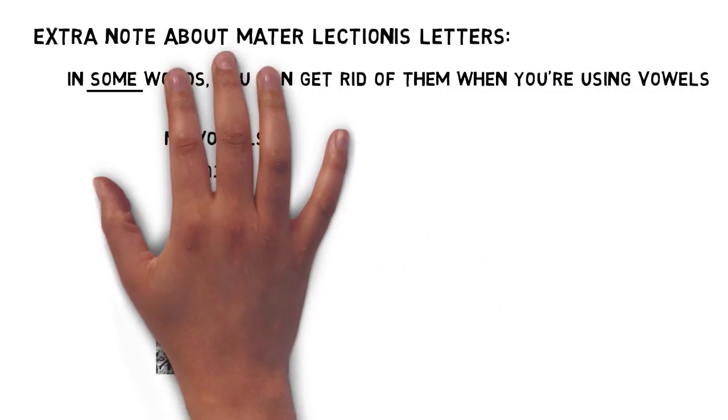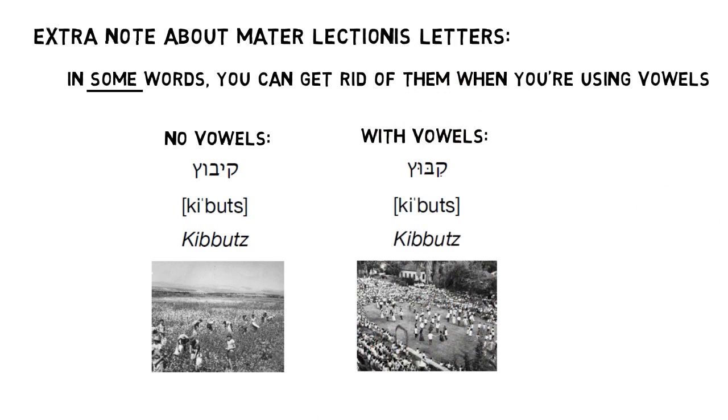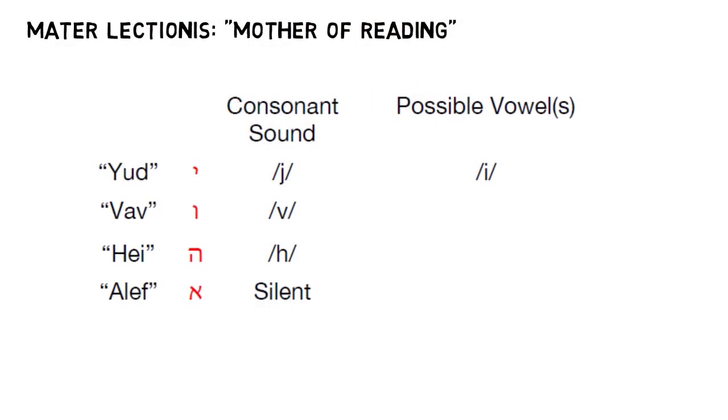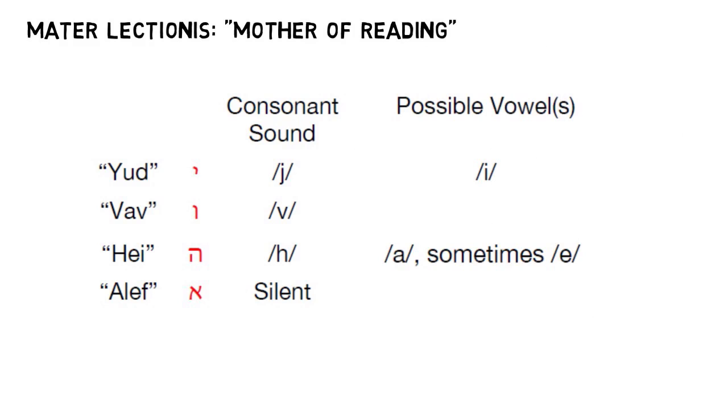Instead of seeing kibbutz, for instance, you'll sometimes see a shortened spelling instead. There are 3 other letters that can function as mater lectionis, but the rest of them range from slightly less useful than yud to almost useless. The slightly less useful category would be a vav or a final hey. Final hey is usually going to indicate a final a sound, but sometimes can be an e sound.